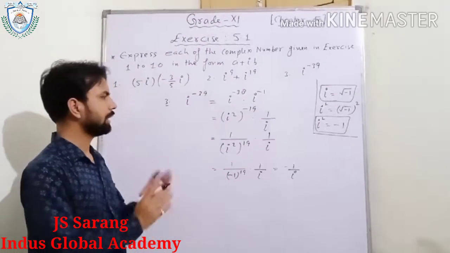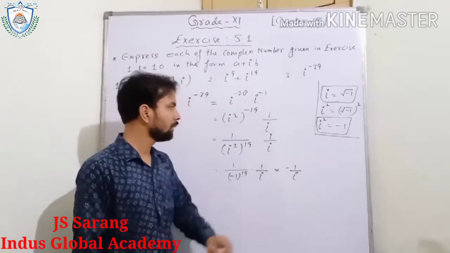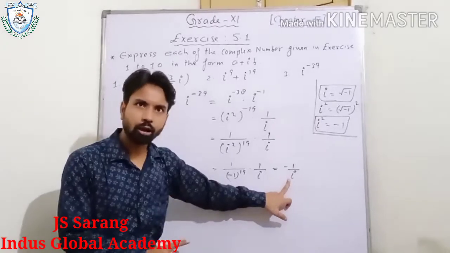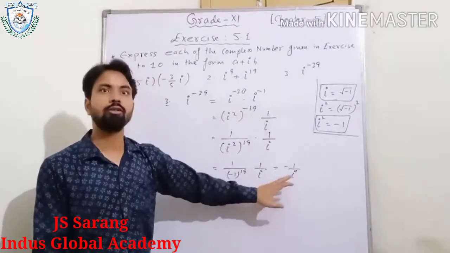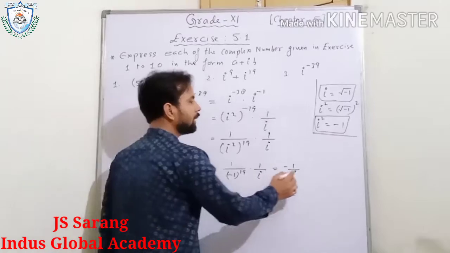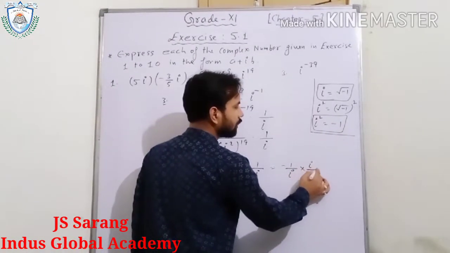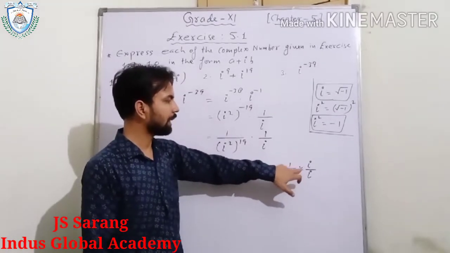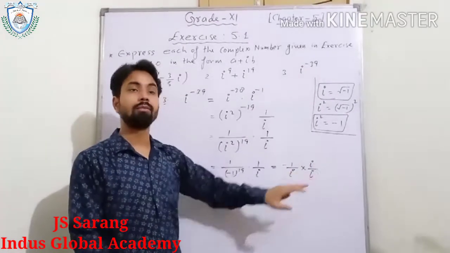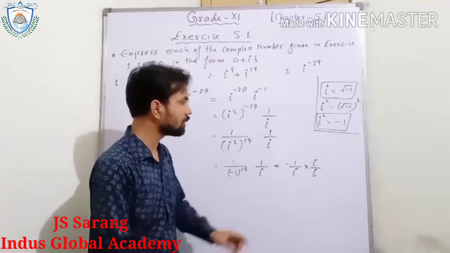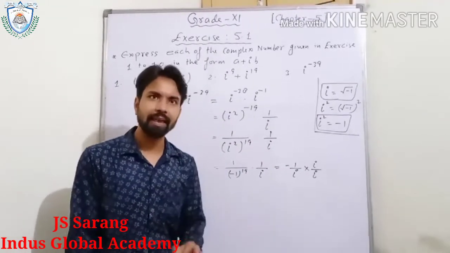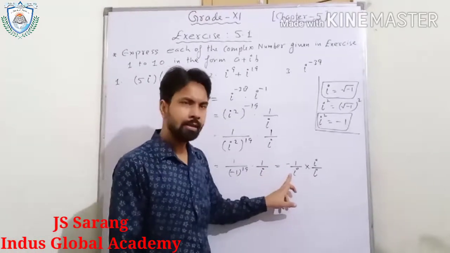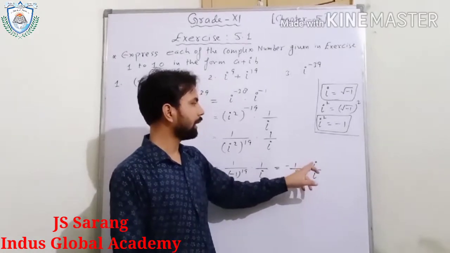Clear? Now you have to keep in your mind, the denominator should not have i. Iota should not be in the denominator, but here iota is in the denominator. So what will we do? We will multiply the numerator and denominator by i. 1 upon i can be multiplied by i upon i. Why will we do this? Because the denominator should not contain iota. Here in the denominator there is i, so we will multiply and divide by i.